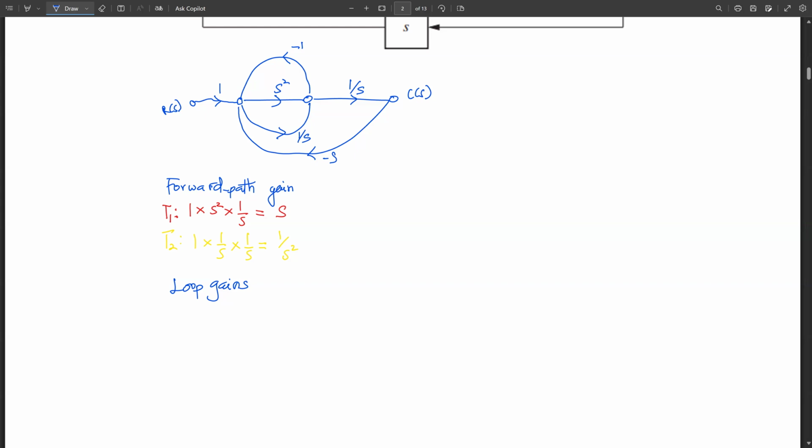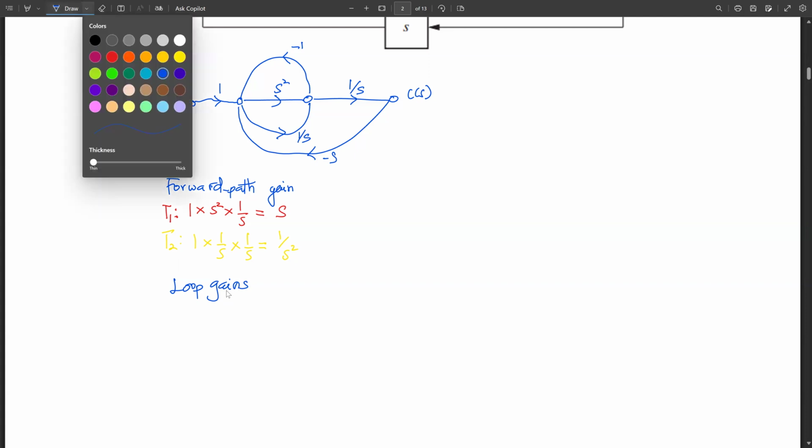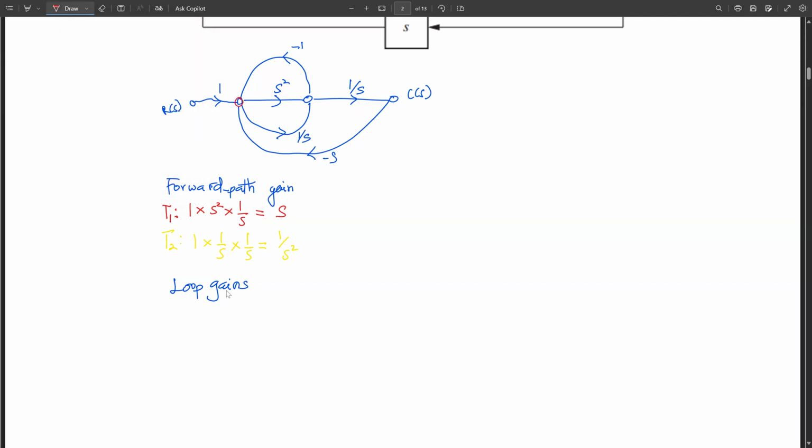Okay, so the next step is to find the loop gains. So the loop gains are simply, you find a node and then you trace the signal flow. And if you end up on the same node, that's a loop. Now, the first loop that I like to identify, the easiest one of all, is I start from here. Then I move this side. I end up on the same node. Right? So my loop gain is going to be L1. I multiply the gains involved, S squared multiplied by minus 1, and it gives me minus S squared.